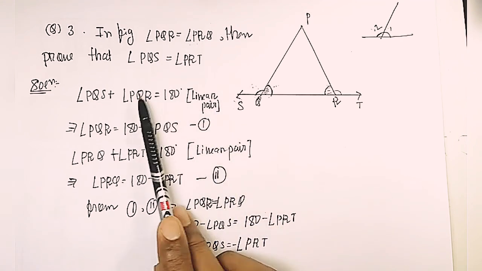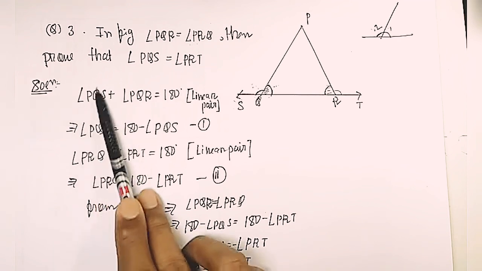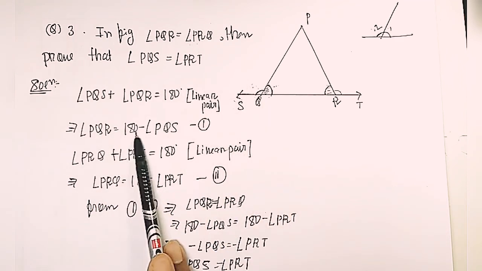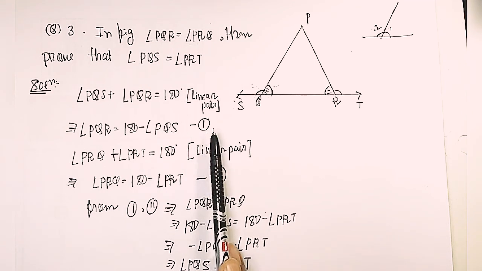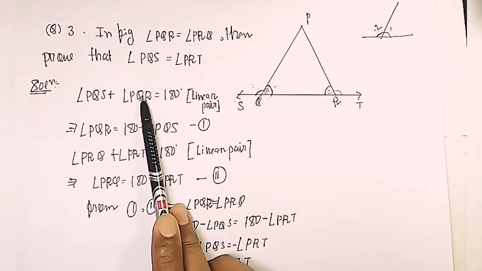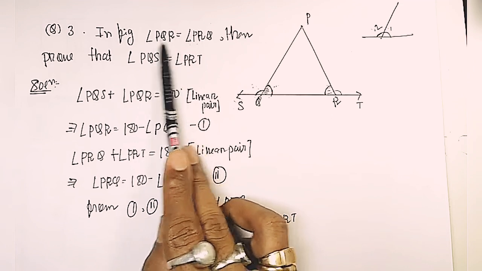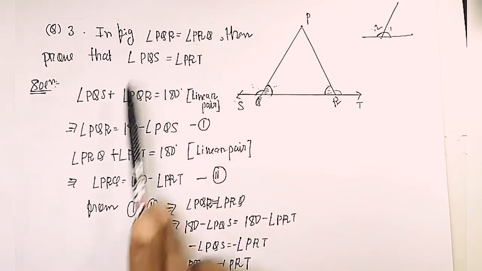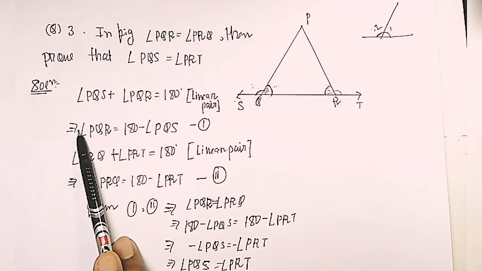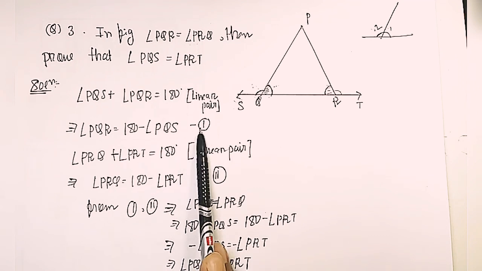So from here PQR equals 180 minus PQS, shifting to the right hand side, equation 1. And one thing we should remember, why we should keep the PQR on the left hand side, because in the question it is given PQR equal to PRQ. So PQR should always be on the left hand side. So PQR equals 180 minus PQS, call it equation 1.